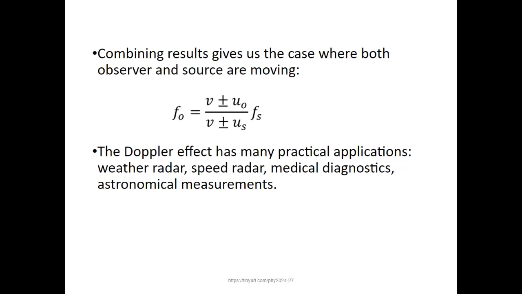This is the combined equation that you can use for both scenarios. In the case where the observer is stationary, this one simply becomes 0. Then you just have to worry about the speed of the source, whether it's moving towards or away. On the other hand, if the source is stationary, then this is 0. You don't have to worry about the plus or minus here, but you just have to decide how to pick plus or minus on the top for the observer.